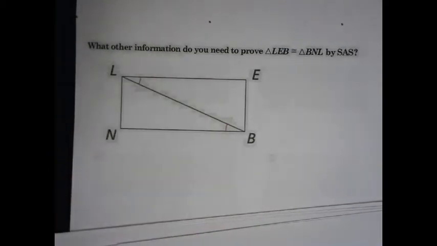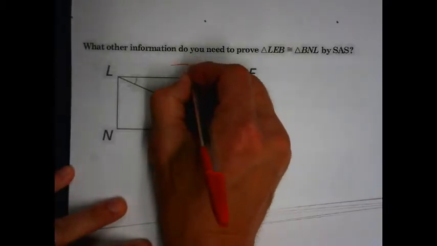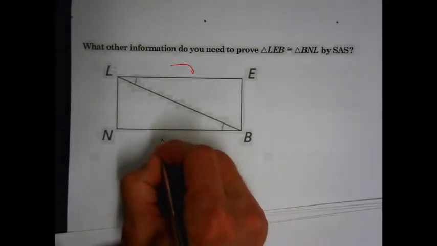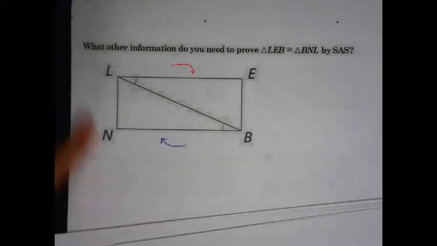So again, the question is similar. What other information do we need to prove that these two triangles are congruent? So we have triangle LEB being read this way, right? And then triangle BNL being read this way. Okay, so important that we read the triangles the right way.